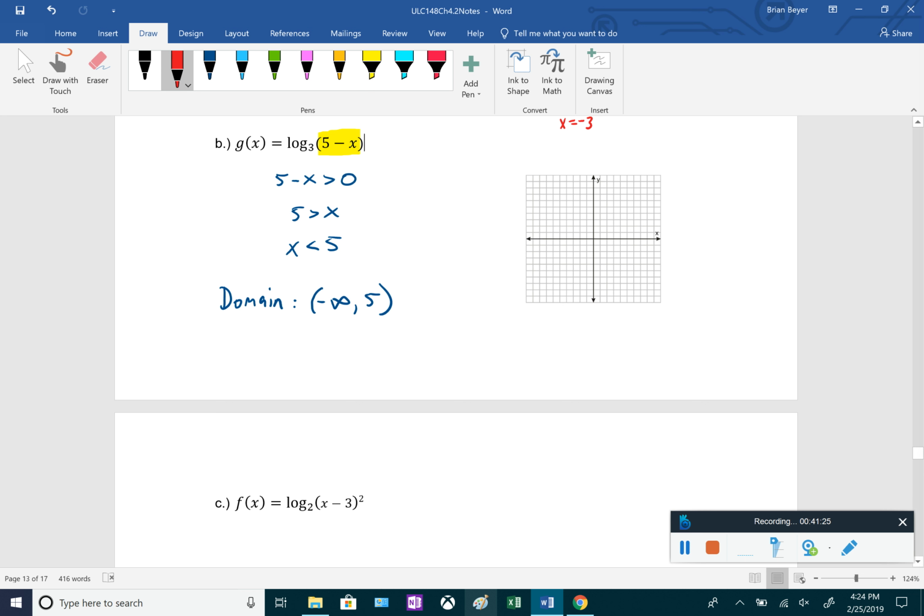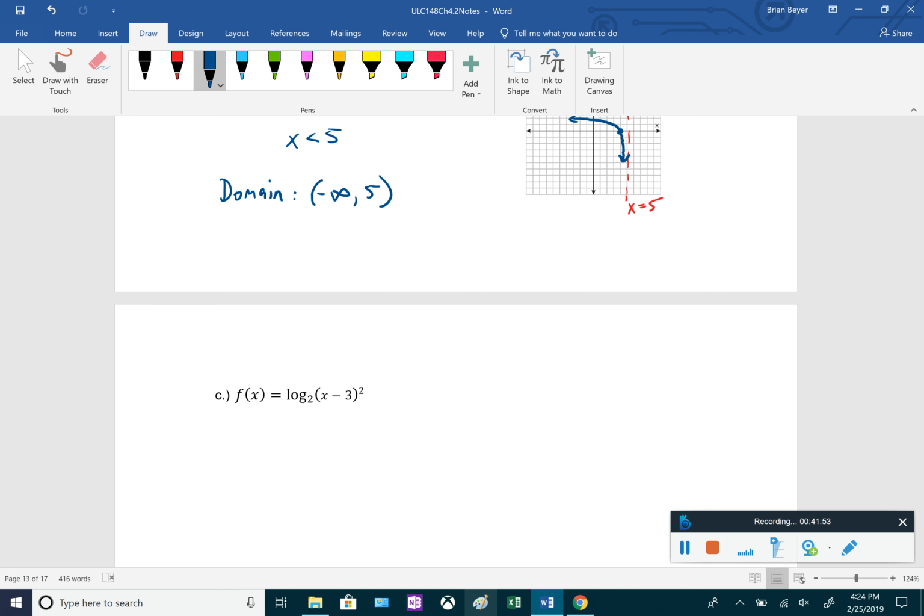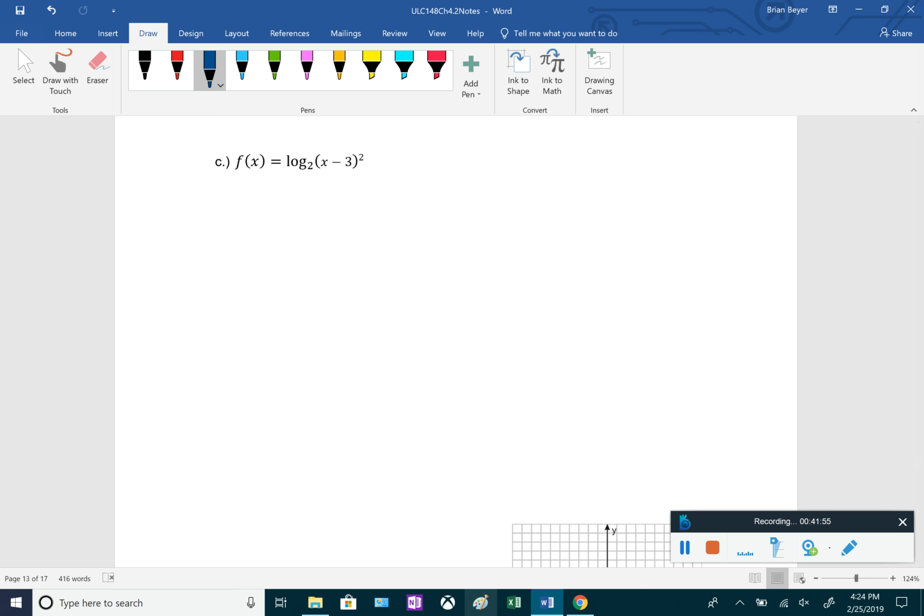And if we ended up graphing this one, it would have a vertical asymptote at x equals 5. There is a reflection in here, so it's going to look a little bit different. It would look something like this. So this would be g of x. And you could see that it exists for x values that are all less than 5. So let's make it a little bit harder here. f of x equals log base 2 of x minus 3 squared.